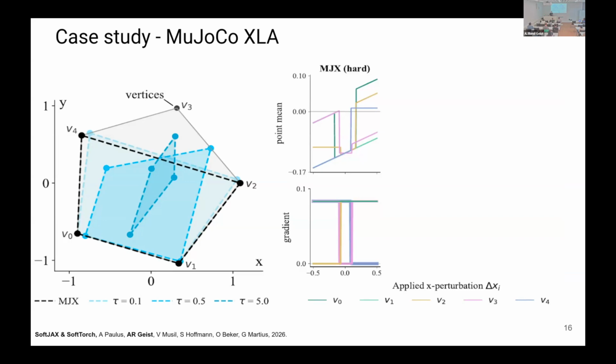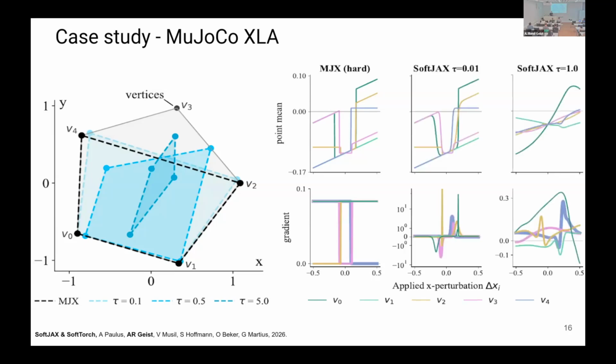If we do this, then this is the output of this function in the hard version. What you see here is that the gradient is either 1 or 0. So some polygons are not taken into account because they don't form this largest area, and so the gradient is 0. If you would try to optimize this, you wouldn't get well-behaved gradients. And then you have SoftJAX for tau getting close to 0 and SoftJAX for tau equals 1.